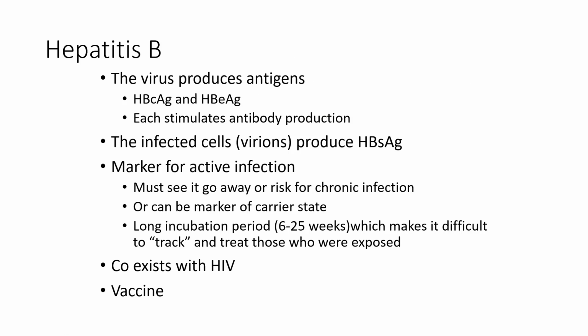And obviously, the virus produces two antigens, hepatitis B core antigen and hepatitis B E antigen. And infected cells, or the virions that are infected, produce hepatitis B surface antigen. That's the marker for active infection. Hopefully, you'll see it go away. Otherwise, a person might be at risk for chronic infection, or people who are carriers of hepatitis B will not have it go away. The HBsAg will remain. And hepatitis B coexists with HIV, and obviously there's a vaccine for it.